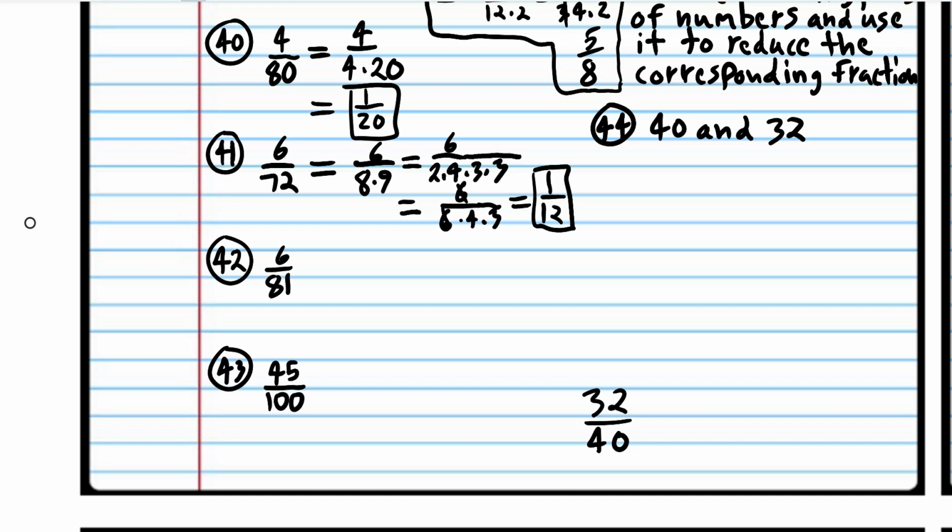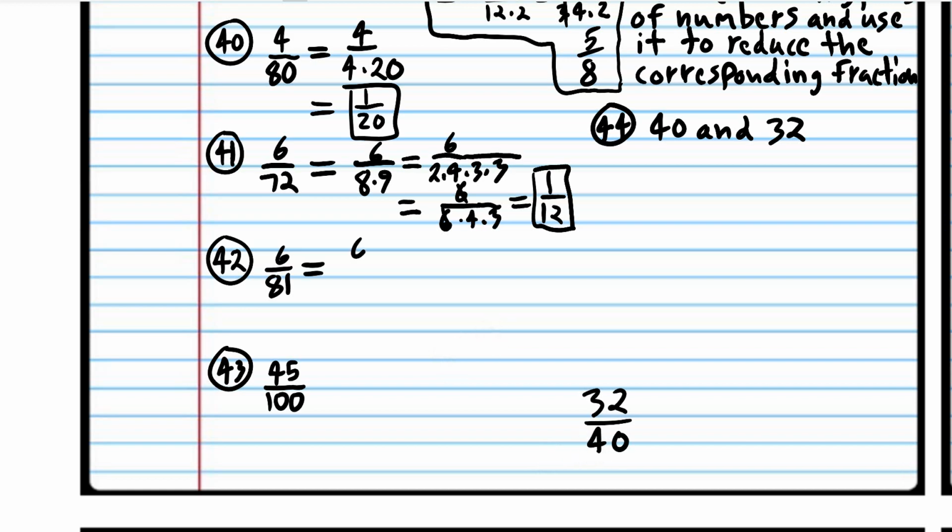So factoring, that is, factoring and canceling, is a powerful way to reduce these fractions. Try 42, and when you come back, we'll do it together. All right, we're back.